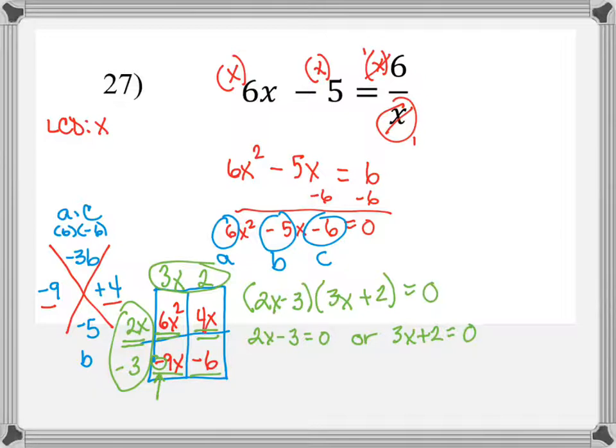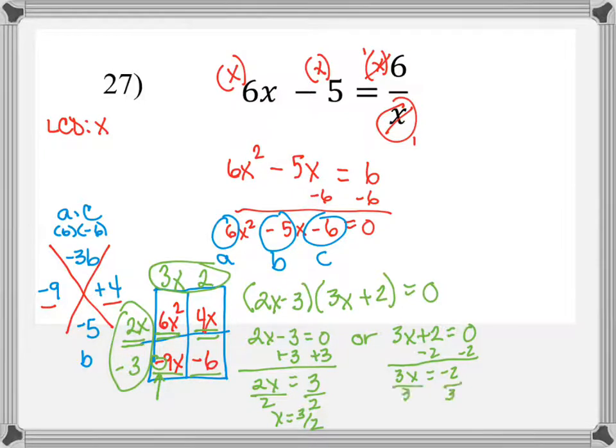If I solve for x in the left equation, I'll add 3, and I get 2x equals 3. If I divide by 2, I'll get x equals 3 halves. In my right-hand side equation, I can subtract 2 from both sides, so 3x equals negative 2, and then divide both sides by 3, so x equals negative 2/3. So our solutions are 3 halves and negative 2/3.